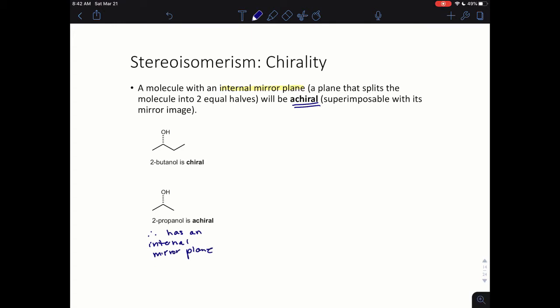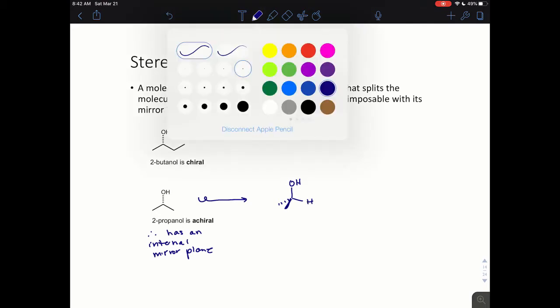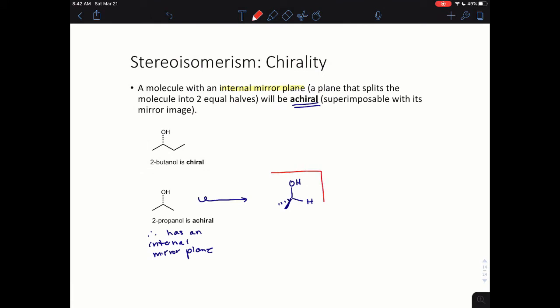So we're going to see if we can find it. I'm going to take 2-propanol and rotate it in space so that one methyl group is going into the board and another is coming out. Then the hydroxyl and the hydrogen are going to be in the plane of the page. Once I've done that, I have revealed the internal mirror plane of symmetry, which is just the plane of the page. So this is the internal mirror plane of symmetry for 2-propanol.